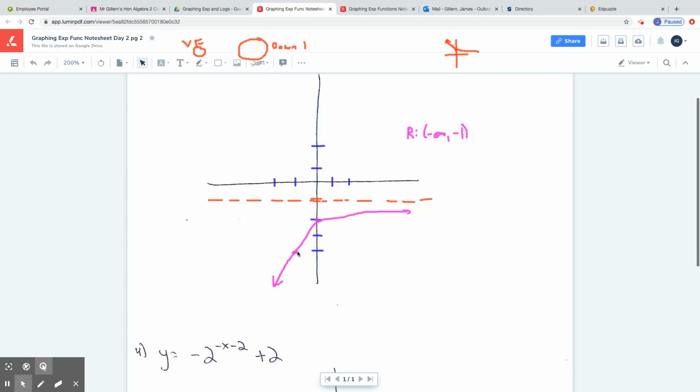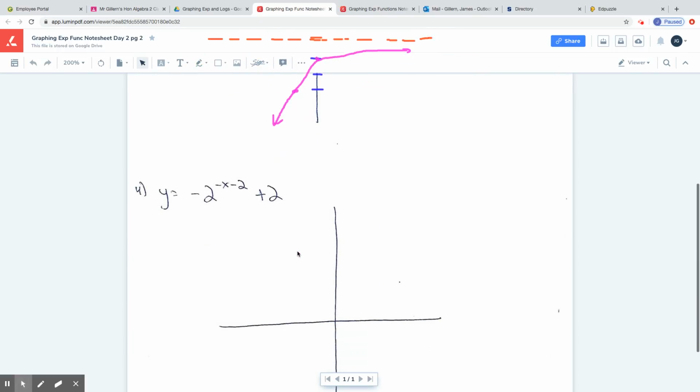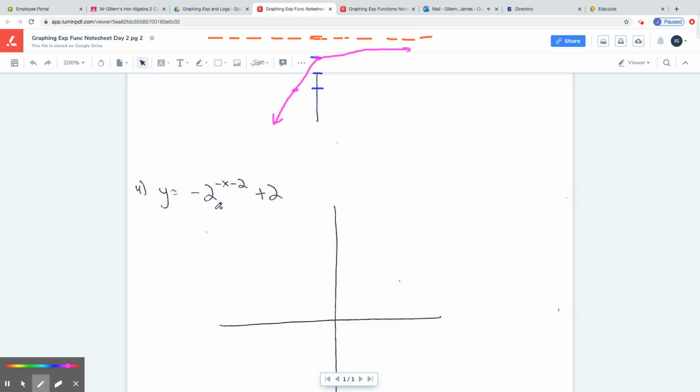All right. Last one. We have a bunch of stuff going on in this one. So we have a negative out in front, which means we have a vertical flip. We have a negative in front of the x, which means we have a horizontal flip. So we have both flips. We have a negative 2 up here at negative x minus 2.